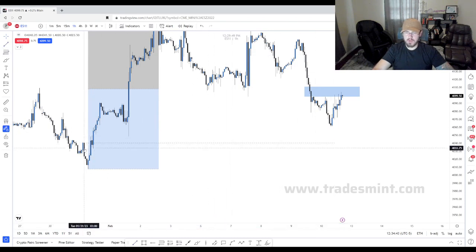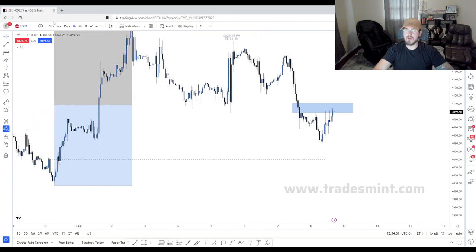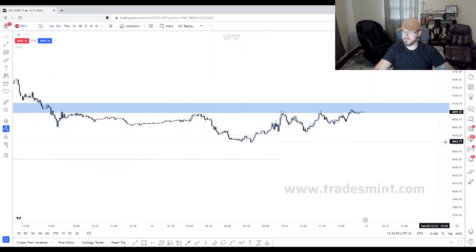But we close under the low, and we have a full big bodied candle. This to me is going to be more valuable than trying to use this right here, because a lot of people trade supply and demand. They get a good trade off that. But this is where I see a higher value for a full reversal. So I'll show you another example of this.